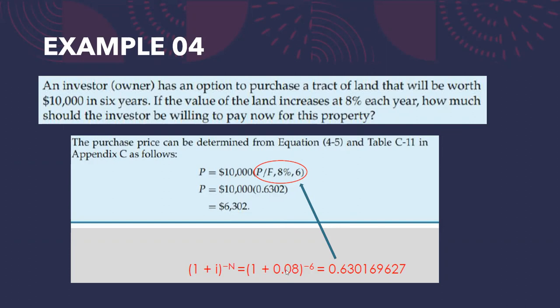So 1 plus 0.08 to the power of negative 6 is equal to 0.6302. So you can simply multiply this by $10,000. So you will get the answer of $6,302 as the present value for the future value of $10,000 in 6 years.